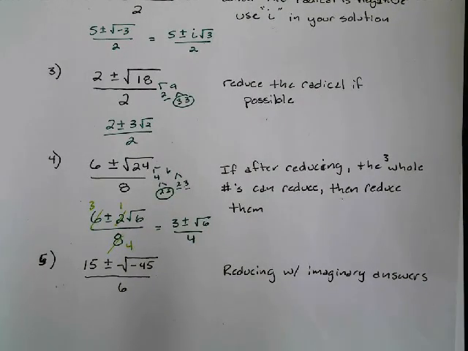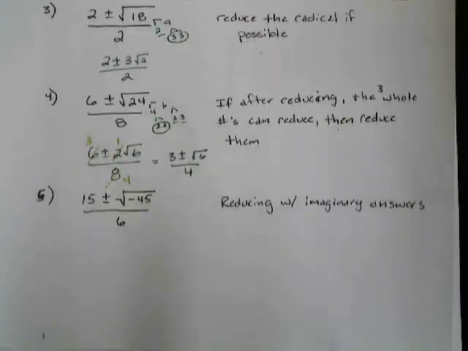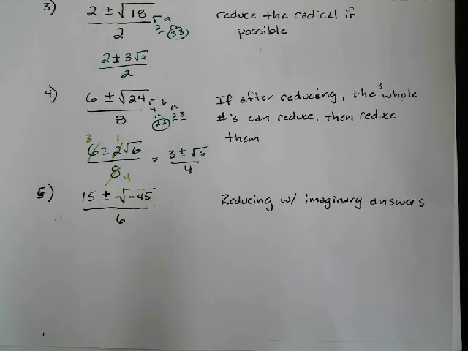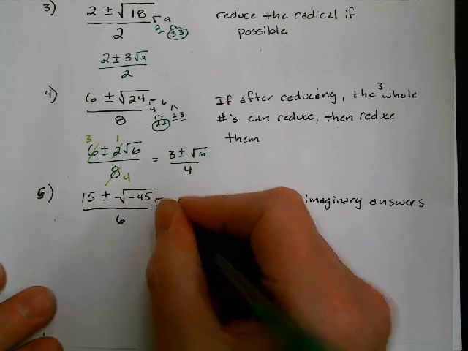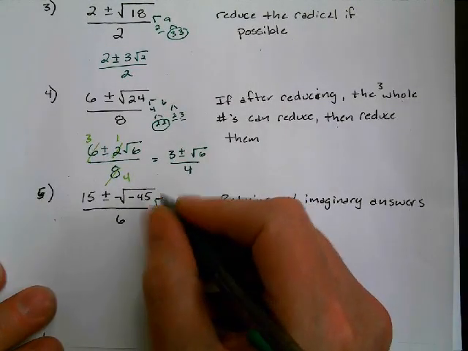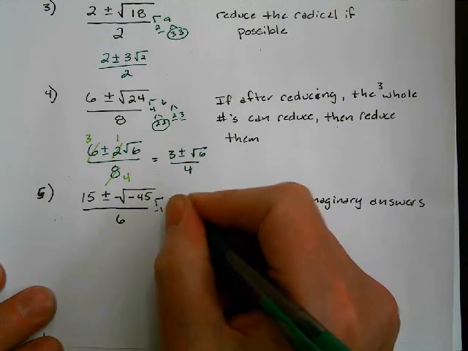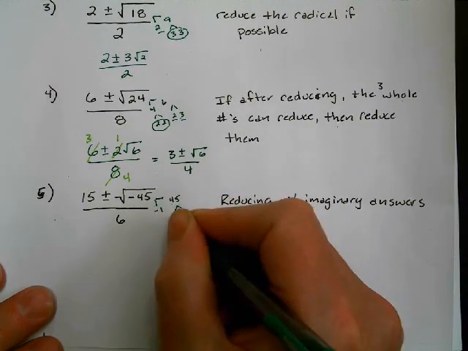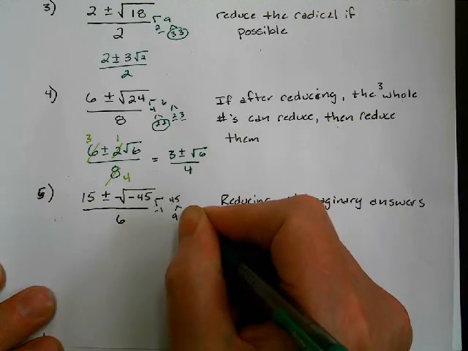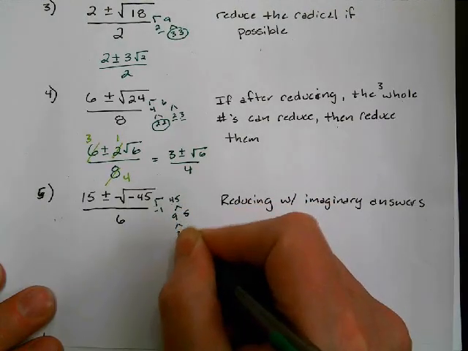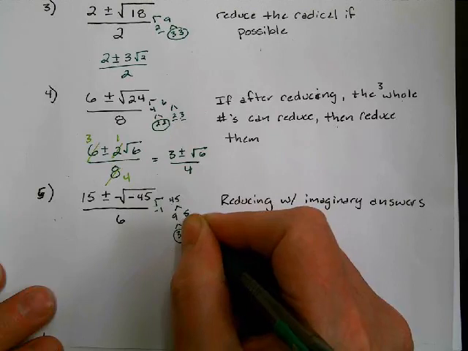Okay, so that's how you would reduce that one. All right, last one, reducing with imaginary numbers. So here I've got negative 45. So I've got negative 1 in there. Remember, that becomes i. But 45 reduces to 9 times 5. And then we got a pair of 3's. So I got a pair of 3's and a 5 left over.